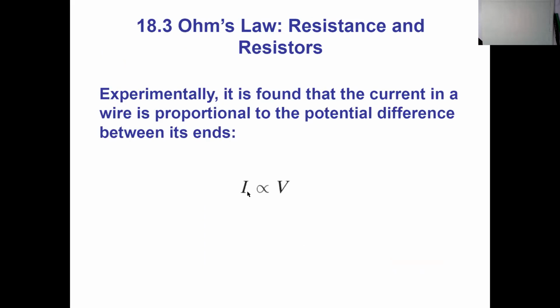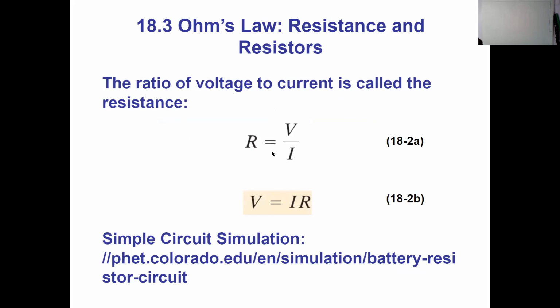Regardless, the rate at which current flows is going to be proportional to potential difference, or voltage. And if you remove that proportionality symbol, you can replace it with an equal sign by using something called resistance. So we'll take a look at a simulation involving resistance.